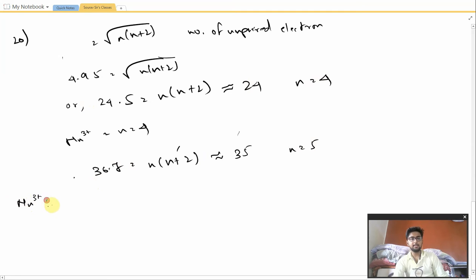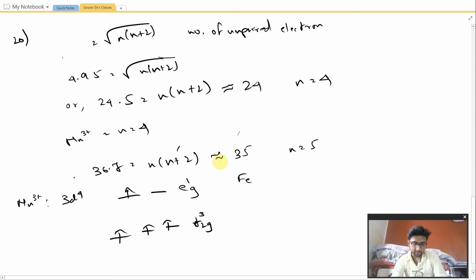Mn3 plus is scandium, titanium, vanadium, chromium, manganese. So D5 and 2 electrons removed, so it is a 3D4 system. If this configuration is followed, then this would be having 4 electrons. This is Eg, this is T2G. T2G has 3 electrons, Eg has 1 electron. Similarly for Fe, here we are saying Fe3 plus, so a 3D5 system is followed.